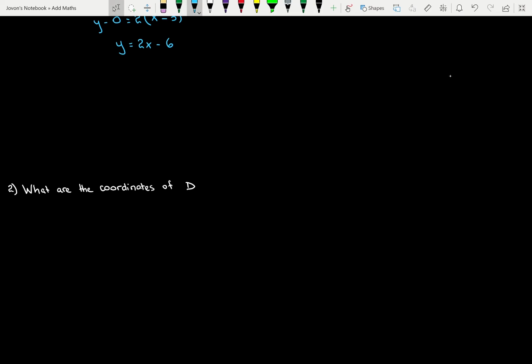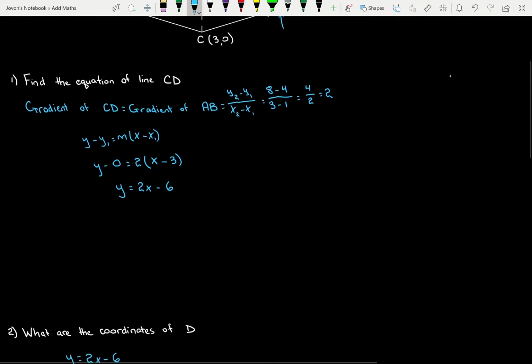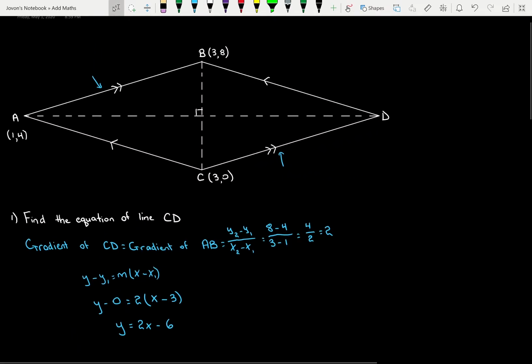The next question tells us to find the coordinates of D. We know that the equation of the line is y is equal to 2x minus 6, and we know the point D lies along this line. So to find the coordinates, we need an x value and a y value as well. Now if we look at D and E, they both have the same y coordinates because they lie along the same line. It isn't rocket science.